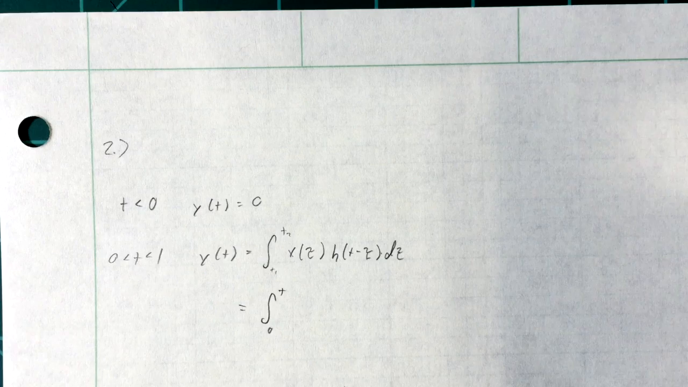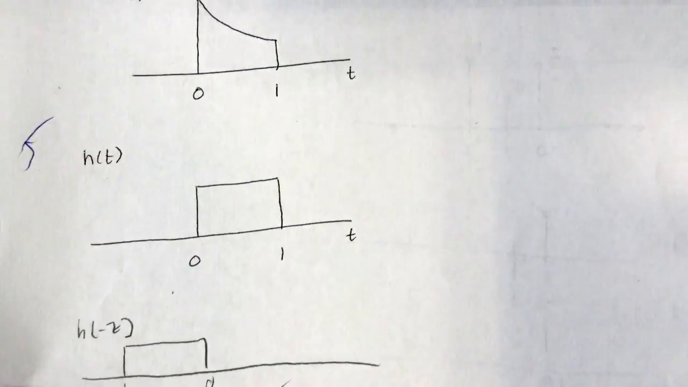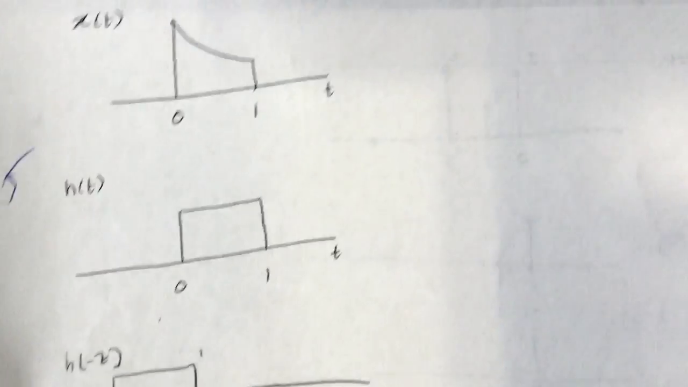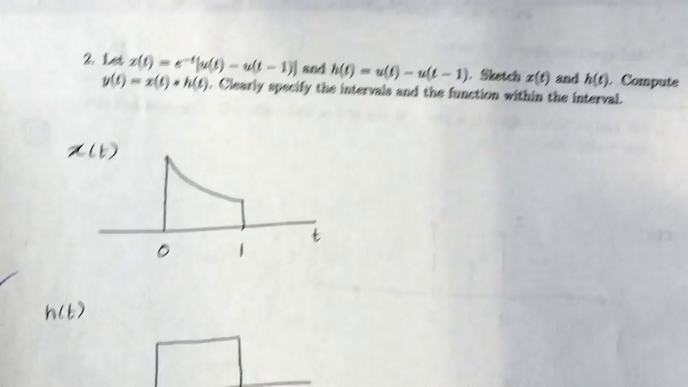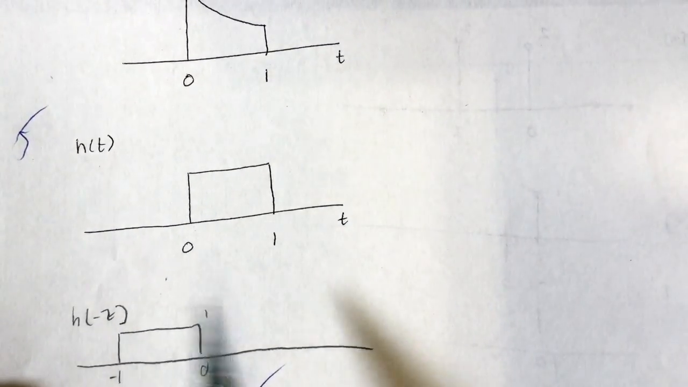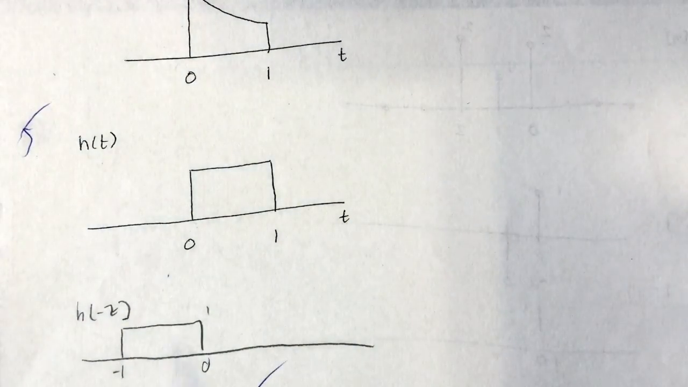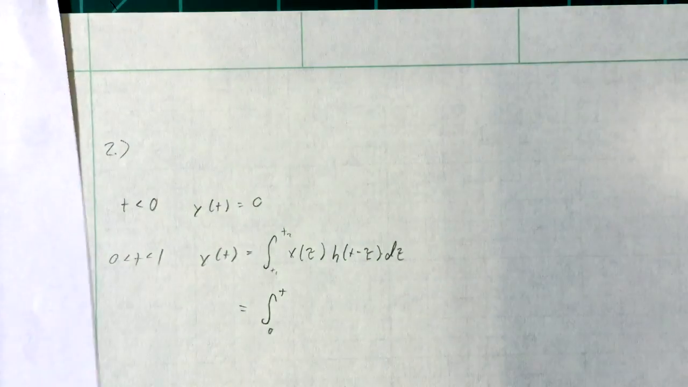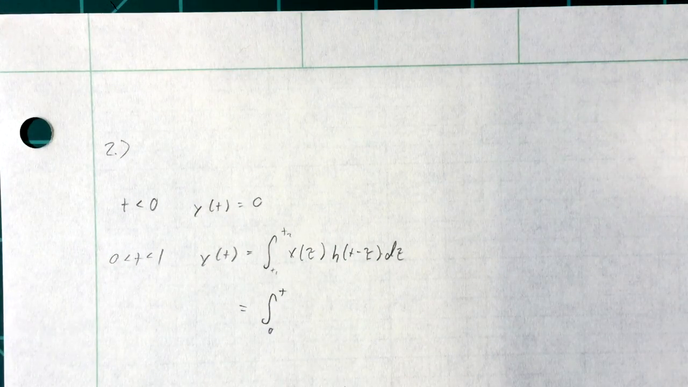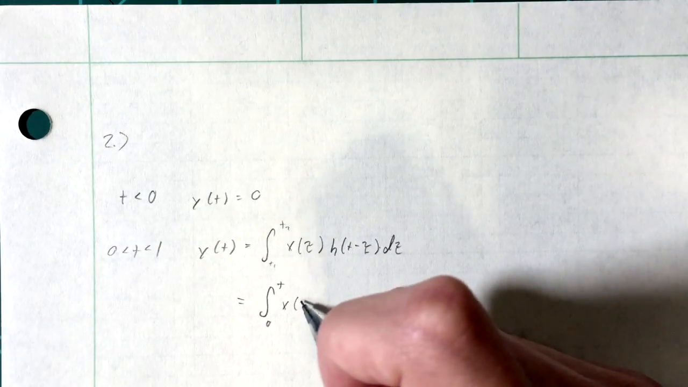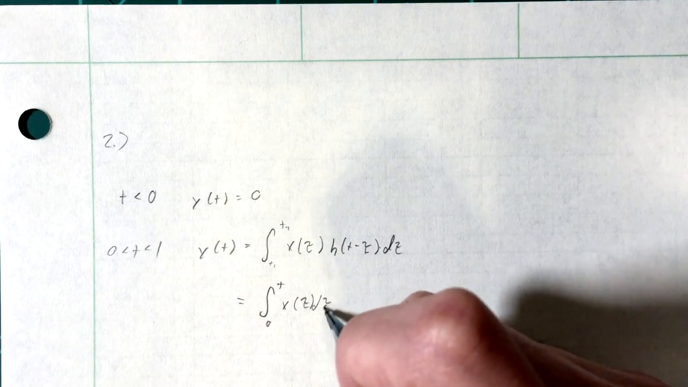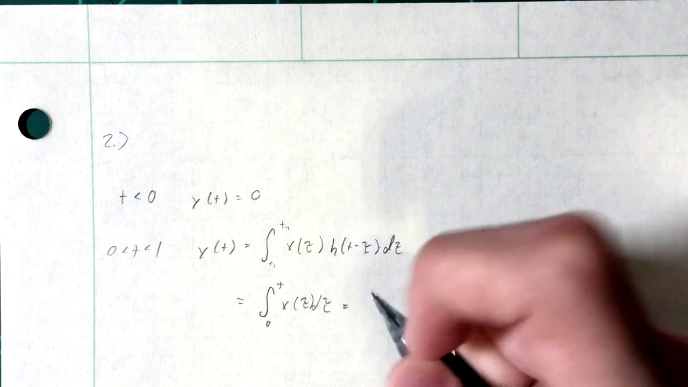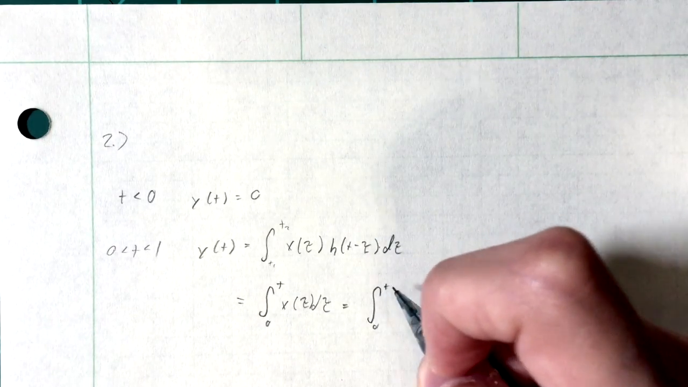And then when we multiply the functions, right, this only has a height of 1, because it's just made up of 2 unit step functions. So when we multiply it, h of t minus tau is just 1, so we just get x of tau, right? So we just integrate that function, x of tau d tau, and this is equal to the integral from 0 to t.